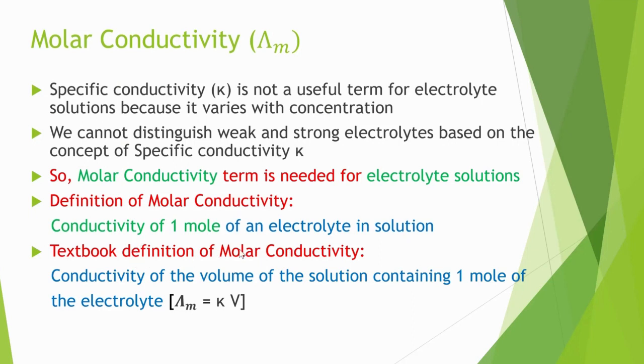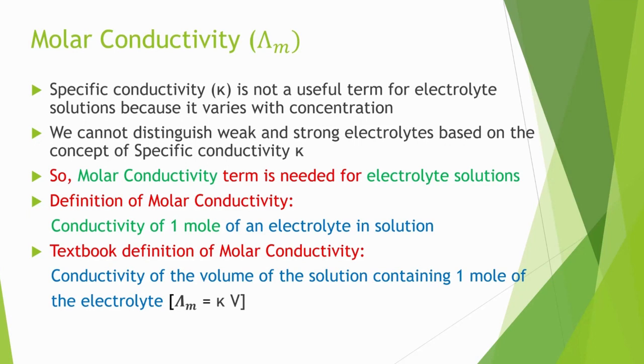In textbooks, you see a detailed definition. It says conductivity of the volume of the solution containing 1 mole of the electrolyte. Quickly, you will learn why it is defined in this way. The formula for molar conductivity is specific conductivity multiplied by volume of the solution containing 1 mole of the electrolyte. Okay, why it is defined this way? If you take a 1 molar solution, 1 mole of the electrolyte will be present in how much volume? 1 liter volume. 1 molar solution means 1 mole in 1 liter.